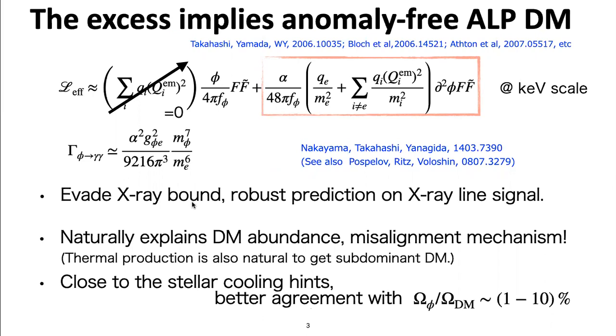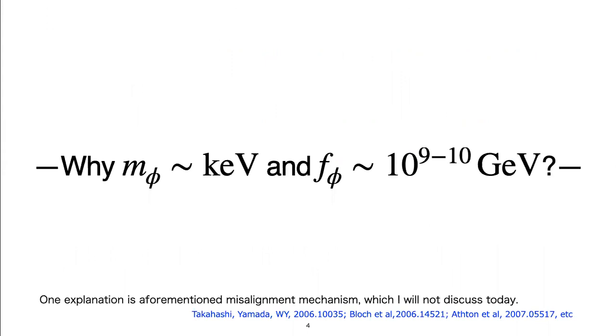Interestingly, the dark matter abundance can be naturally explained via the misalignment mechanism without tuning. The parameter range is close to the stellar cooling hint, and we can get better agreement when the ALP abundance is slightly smaller than the observed dark matter abundance. The main question of today's talk is why the mass is around keV and the decay constant is around 10⁹ to 10¹⁰ GeV.